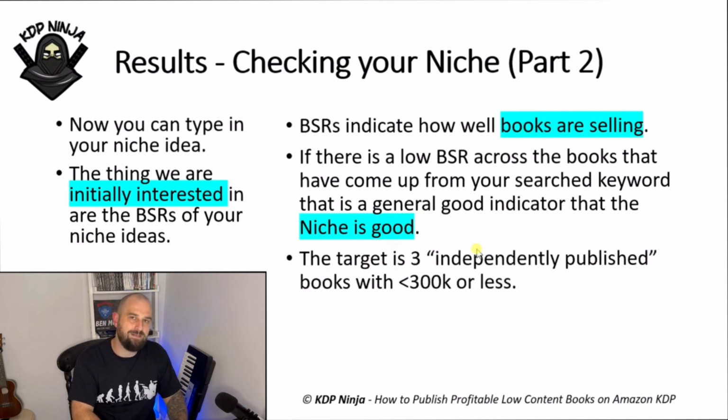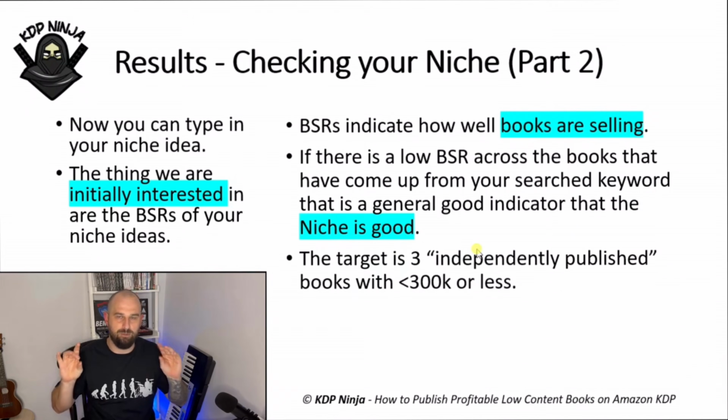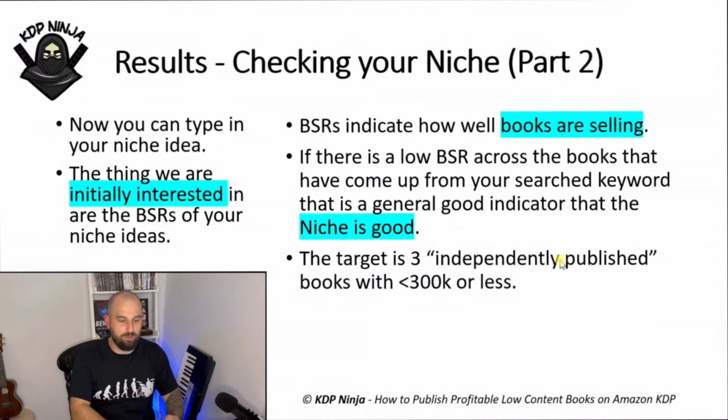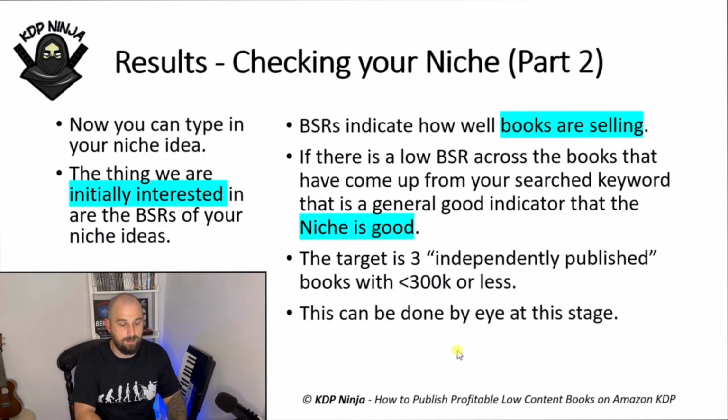Okay, but what we need to do is target independently published books, which is other people who are using the KDP platform for publishing books. Okay, so we're looking for independently published books, with a target of less than 300,000 bestseller rank. So if we are searching for a particular niche and it shows us a big list of books and 3 of those are independently published and have a bestseller rank of less than 300,000, then that is a great indicator that that niche is a particularly good one. Okay, so yes, we can just go through this and look at this by eye.